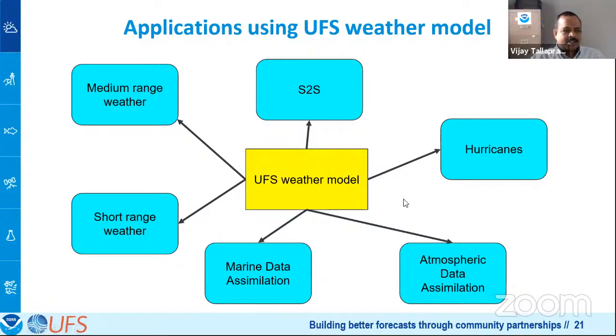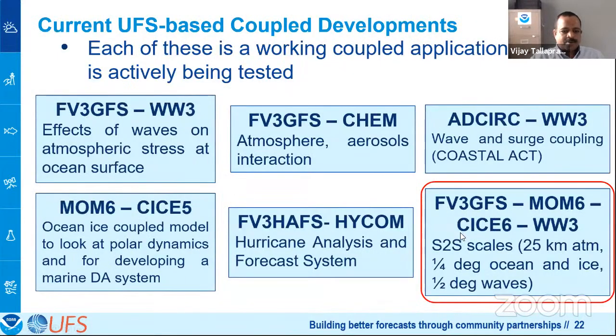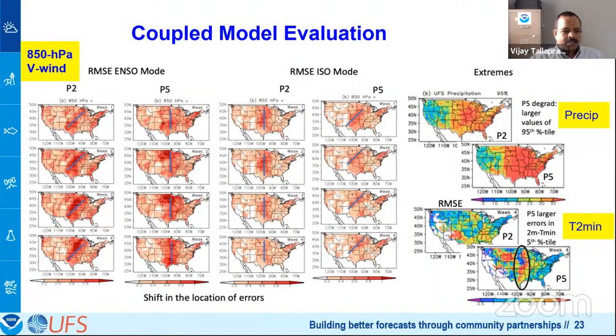And we are looking into advancing our capabilities using this collaborative shared infrastructure. And what you saw from Avichal's presentation is that we have the S2S scales, quarter-degree atmosphere, quarter-degree ocean, half-degree waves with an FV3 GFS, MOM6, CICE6, WaveWatch III that's being actively developed and tested. And I wanted to focus on some contributions from the community in evaluating our coupled model prototypes.